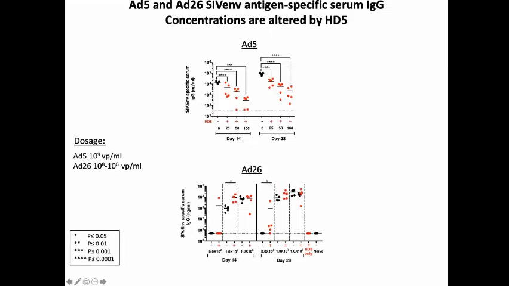So the take-home point for this data is we were able to inhibit IgG expression of this antibody for adenovirus 5 with increasing concentrations of defensin. And for Ad26, we were able to augment, which means enhance, the antibody responses when defensin was present compared to just wild type virus that doesn't have defensin. So this really made me very, very happy.